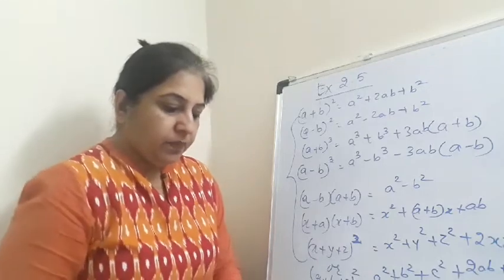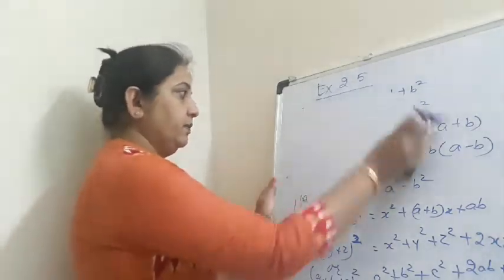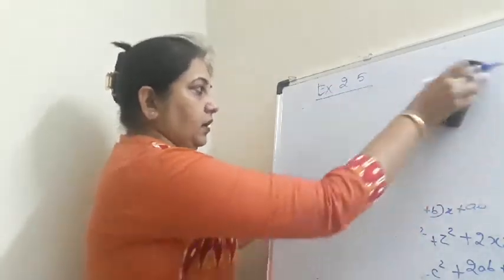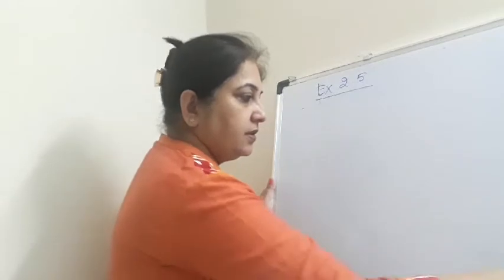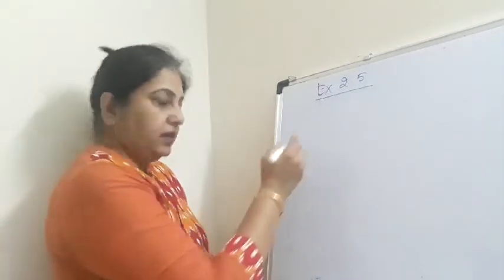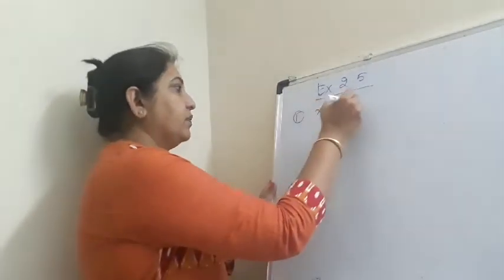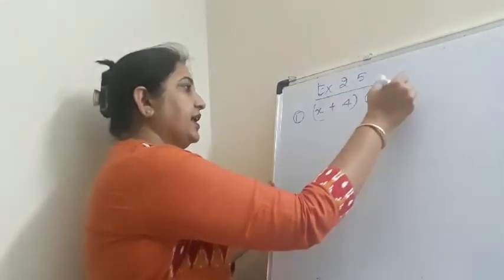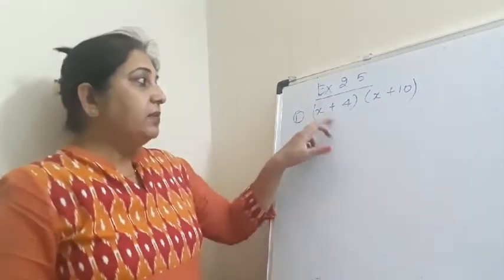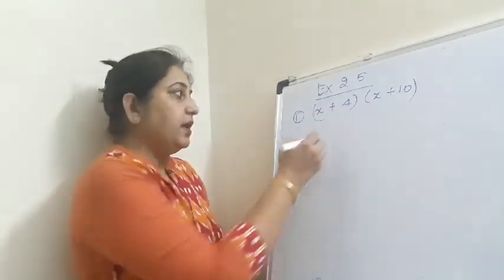Question number 1. Using suitable identities, find the following products. Now they are not telling you which identity you have to use. You have to use your common sense and apply the identity. Like the first one, it says (x + 4) and (x + 10). So you can think over which identity will be applied here. It will be (x + a) and (x + b).